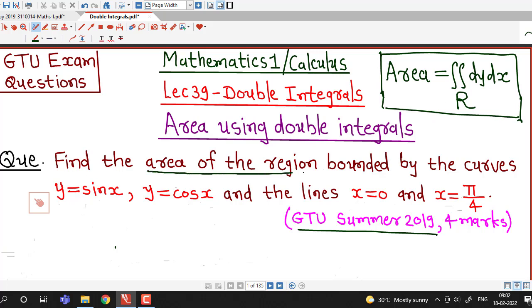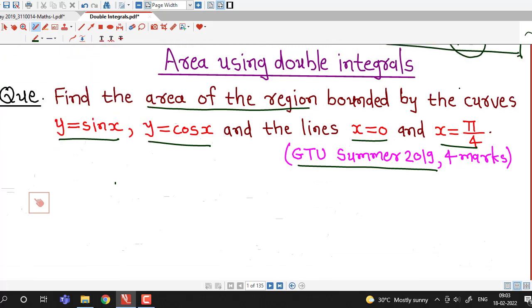Find the area of the region bounded by the curves y equal to sin x, y equal to cos x, and the lines x equal to 0 and x equal to pi by 4. So to find the area using this formula, first we have to identify the limits of integration, limits of x and y. For that we have to sketch the region of integration, and to sketch it, first we have to decide what are the intersecting points of the given curves.